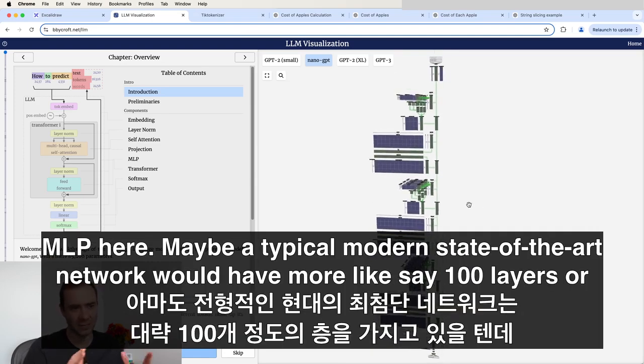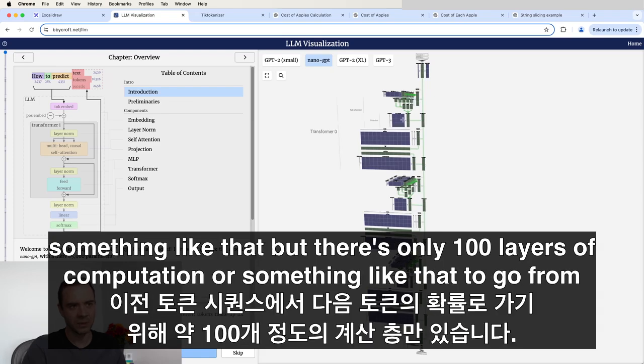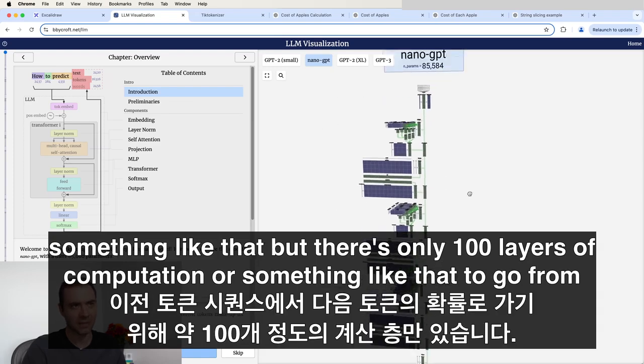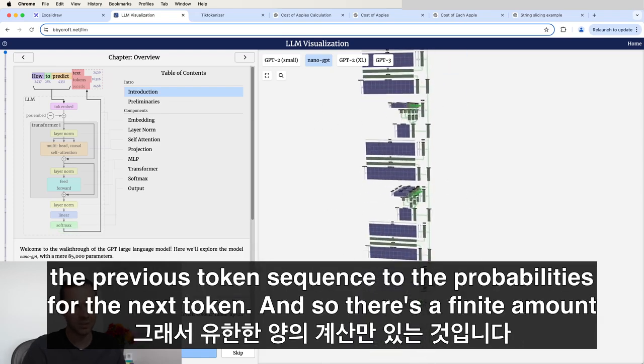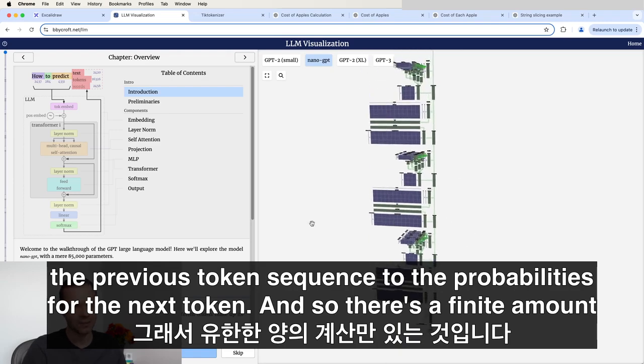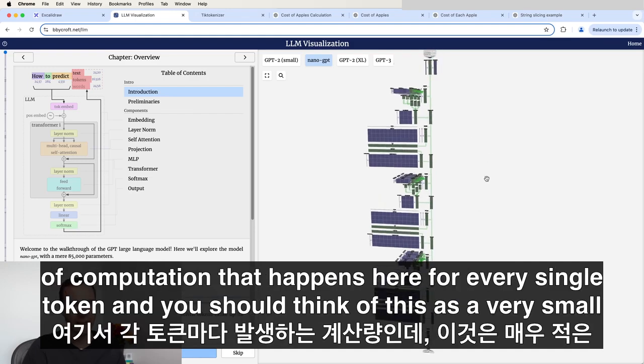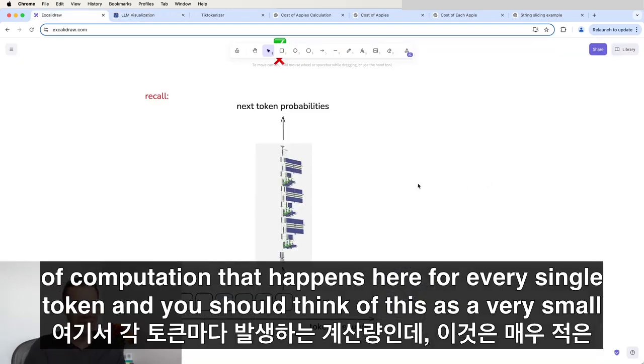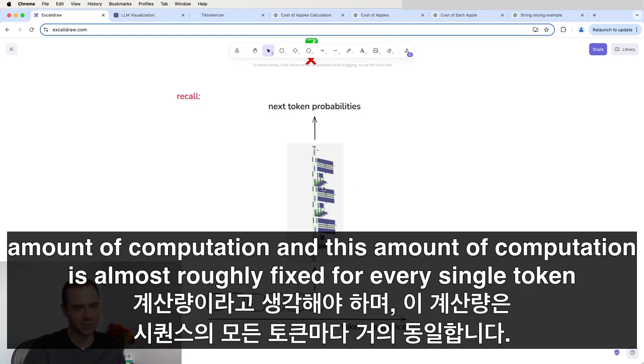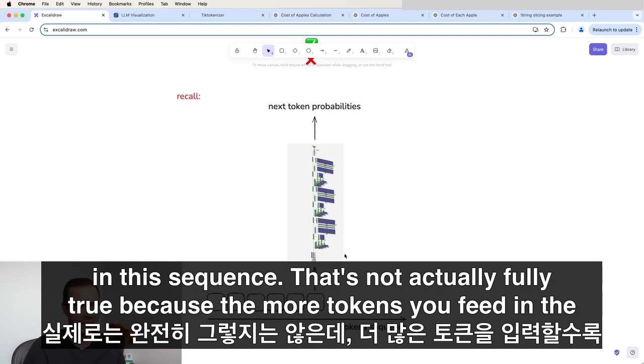A typical modern state-of-the-art network would have more like, say, 100 layers or something like that. But there's only 100 layers of computation or something like that to go from the previous token sequence to the probabilities for the next token. So there's a finite amount of computation that happens here for every single token, and you should think of this as a very small amount of computation. This amount of computation is almost roughly fixed for every single token in this sequence.